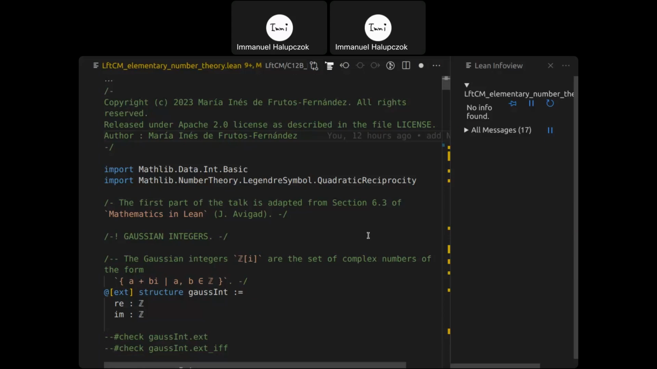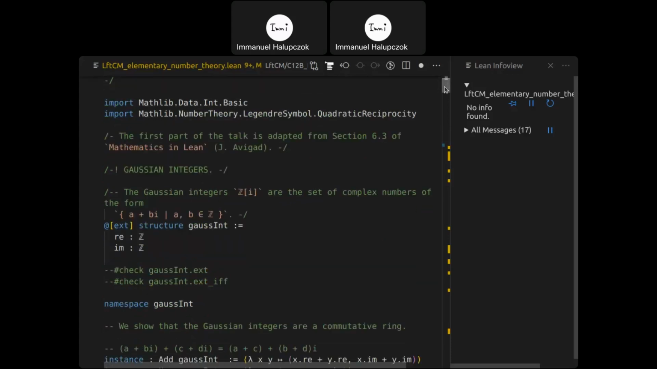So by now, we have already seen several different ways of formalizing a definition in Lean, right? So the Gaussian integers, well, the mathematical definition is that they are defined as the set of complex numbers of the form a plus bi, where a and b are both integers. And this gives us several ways of putting this into Lean. So the first way is the way that I'm following here, the way that is defined in the book.